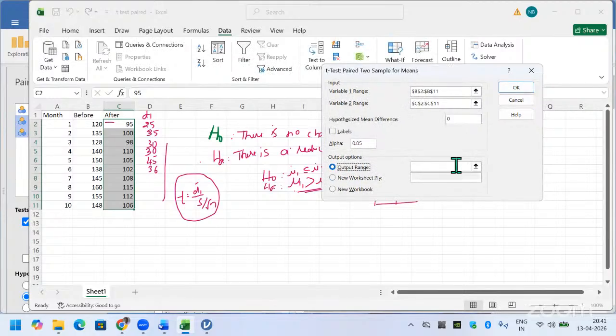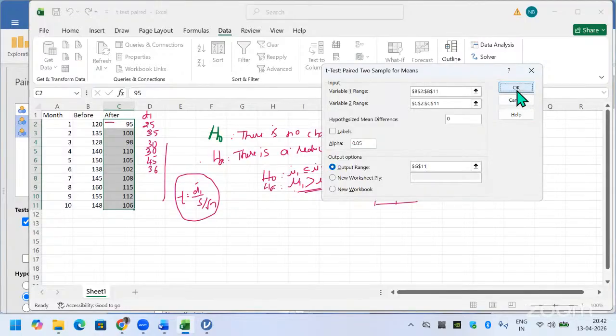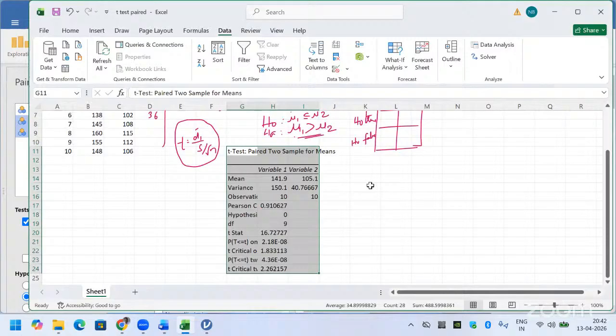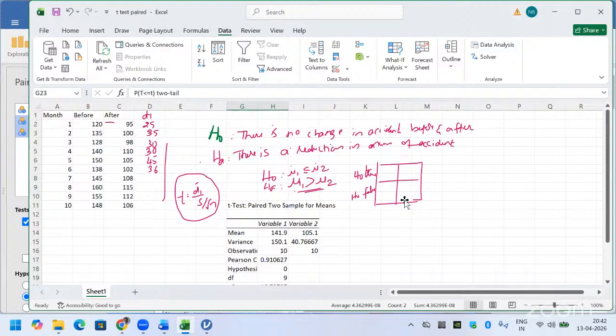And if you check the output here, you will get some value. At 0.05, there is a significant difference. If you see the p-value, it is 4.3 into 10 power minus 8, which is quite significant. So there is a huge impact of pre and post. This is how you can take either equal to 0 or greater than 0. So this is Excel, and that's what I've shown.